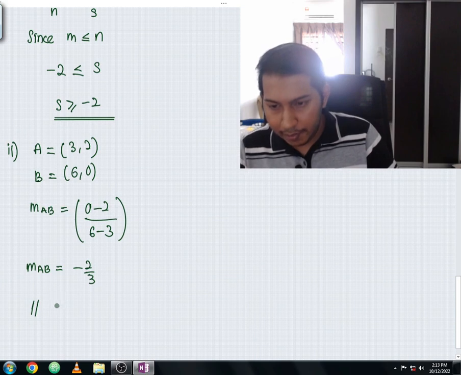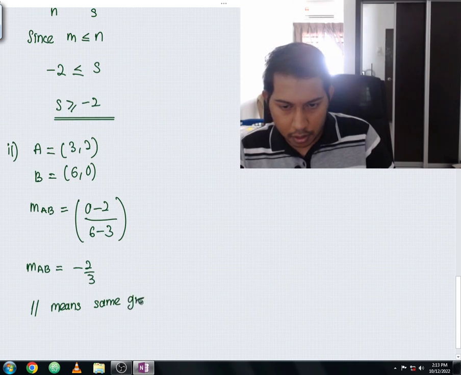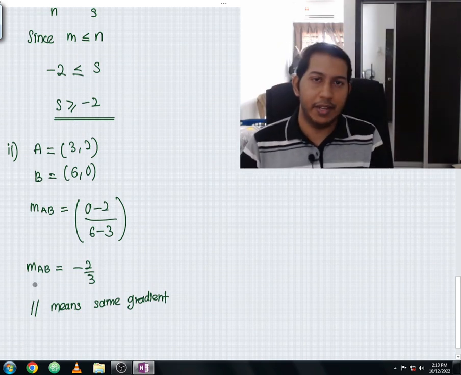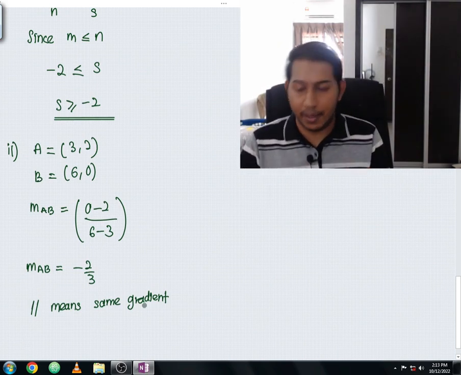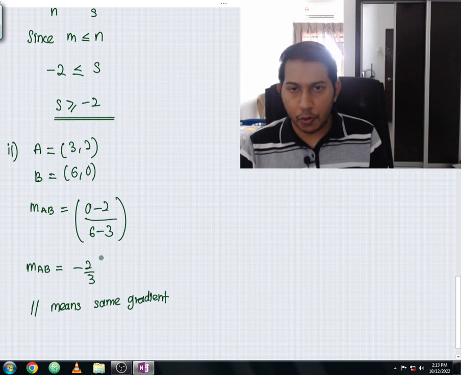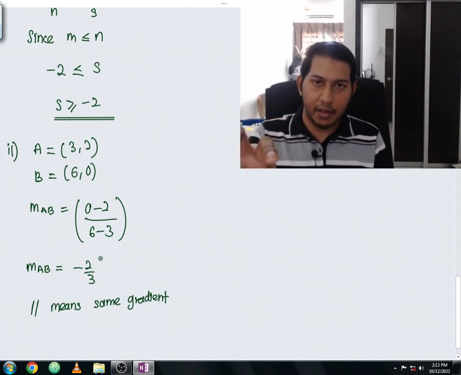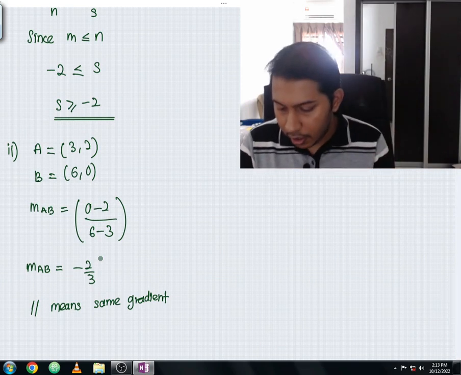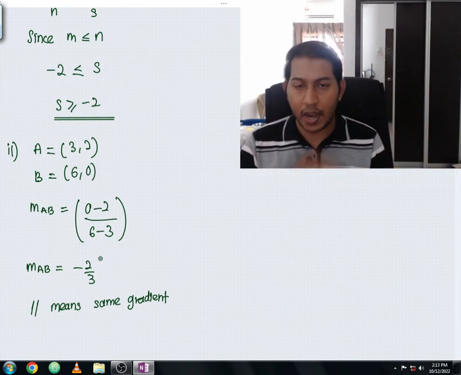Okay, parallel means same gradient. Okay, so parallel, the question mentioned parallel, okay, which means they are the same gradient. Okay, so we already know the gradient of AB. Let us do the comparison with the straight line x over 6 plus y over p equals to 1.